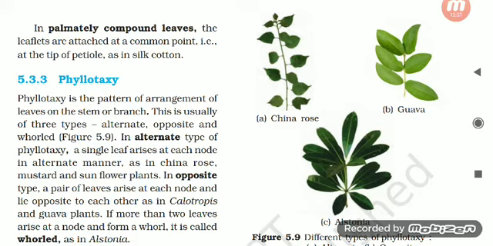5.3.3 Phyllotaxy. The phyllotaxy is the pattern of arrangement of leaves on the stem or branch. This is usually of three types: alternate, opposite, and whorled. In alternate type of phyllotaxy, a single leaf arises at each node in alternate manner, as in China rose, mustard, and sunflower plants. In opposite type, a pair of leaves arise at each node and lie opposite to each other, as in calotropis and guava plants. If more than two leaves arise at a node and form a whorl, it is called whorled, as in Alstonia.